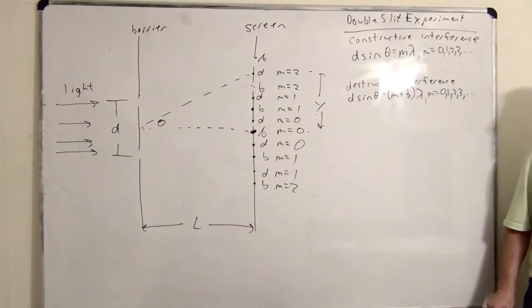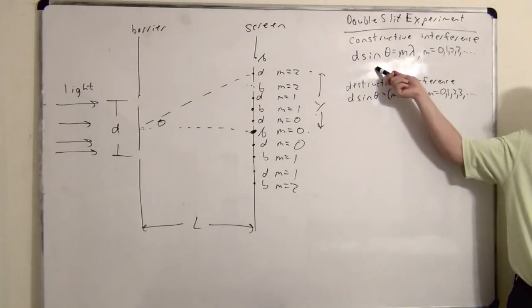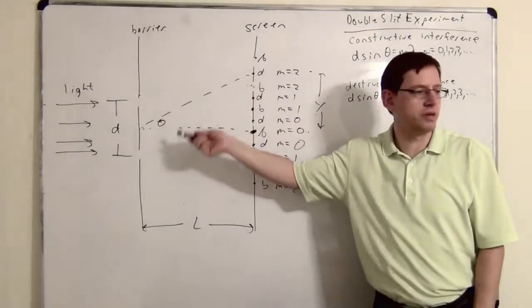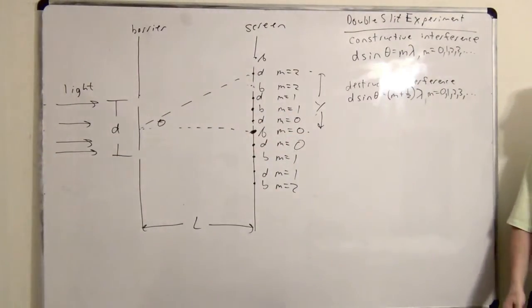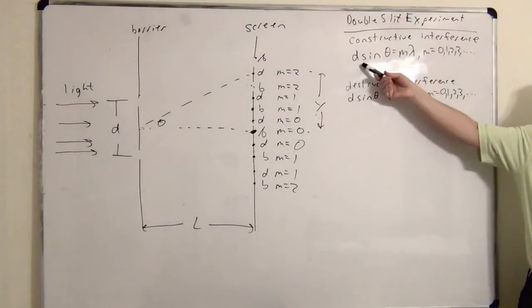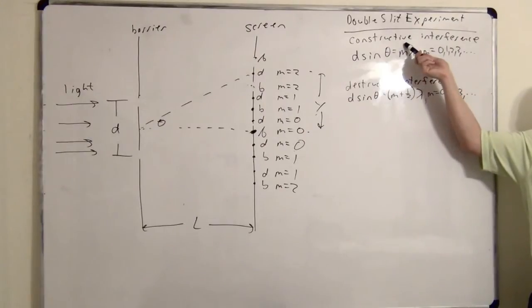By the way, it turns out that the left-hand side here is just the path length difference. D times the sine of theta is the path length difference between the two different rays. There's a geometry proof of that in the textbook, but I don't think you have to prove that. So notice this is just saying that when the path length difference is a whole number of wavelengths, we get constructive interference, just like we said.